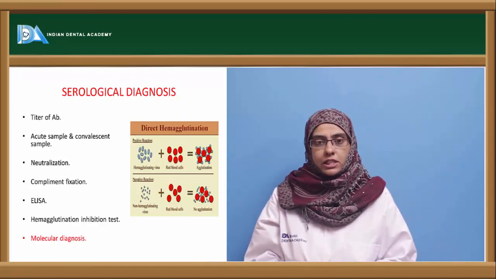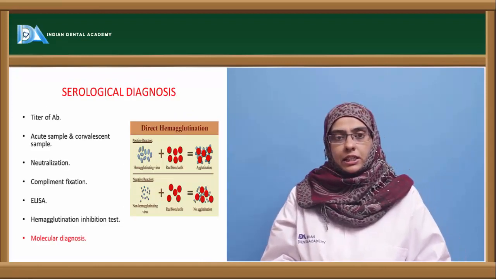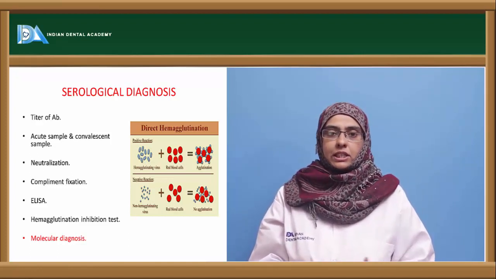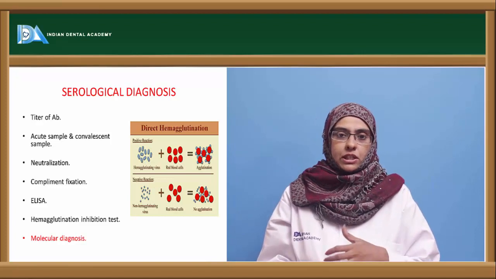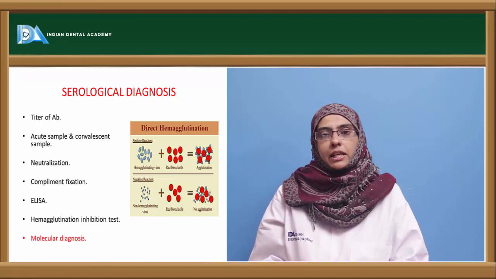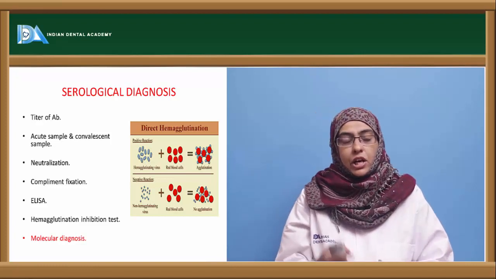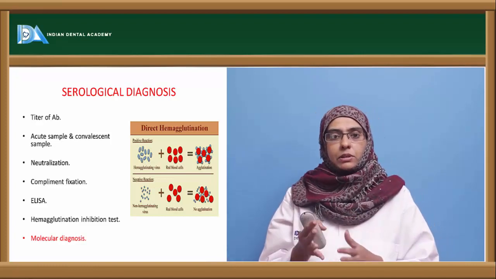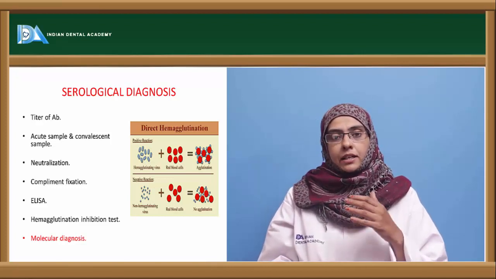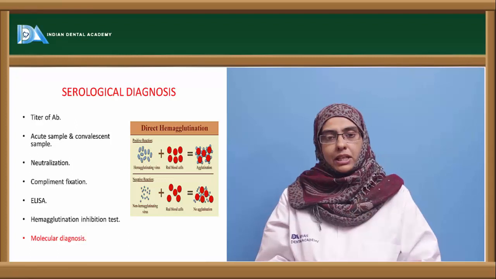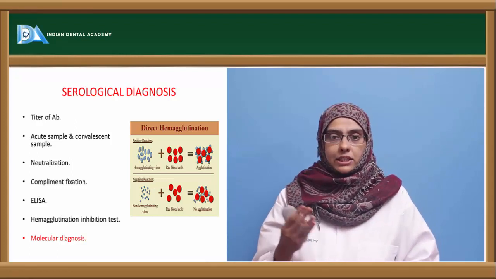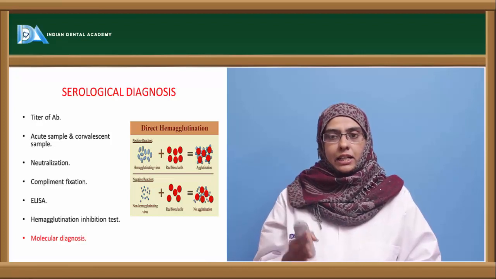Now coming to the serological diagnosis usually done for viruses: during viral infection, you can see an increased production of antibodies inside the human host. So identifying the titer of the antibody in paired sera helps us in identifying the viral infection. Paired sera means there are two types of sera: one is an acute sera and the other is a convalescent sera. The acute sera is the one taken immediately after the viral infection, whereas the convalescent sera is the one taken after 10 to 12 days.